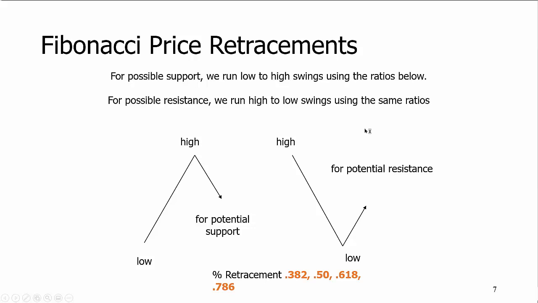So as far as Fibonacci price retracements, basically we're just running any prior low to high swing and running these retracements back to that last low for potential support, or any high to low swing running the same ratios for potential resistance. And I'm always using 382, 50%, 618, and 786.